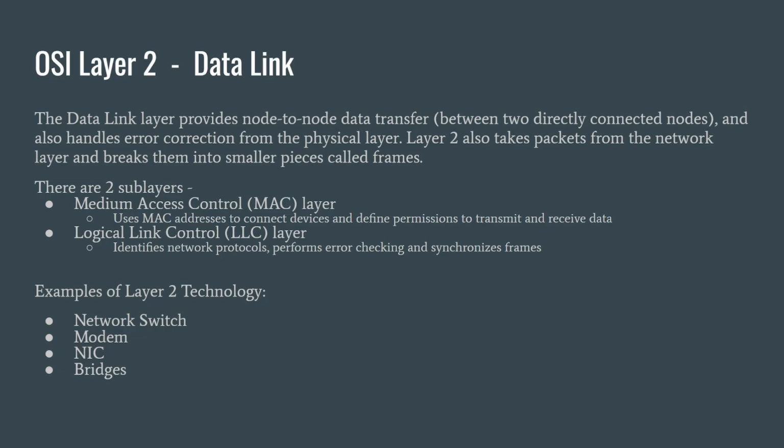The first one is the MAC layer, which stands for Medium Access Control. And this sublayer uses MAC addresses to connect the devices, and it also defines permissions to transmit and receive the data. The second layer is the LLC layer, which stands for Logical Link Control. And that sublayer identifies network protocols, performs error checking, and also synchronizes the frames. Examples of Layer 2 technologies include network switches, modems, NICs, which are network interface cards, and also bridges.